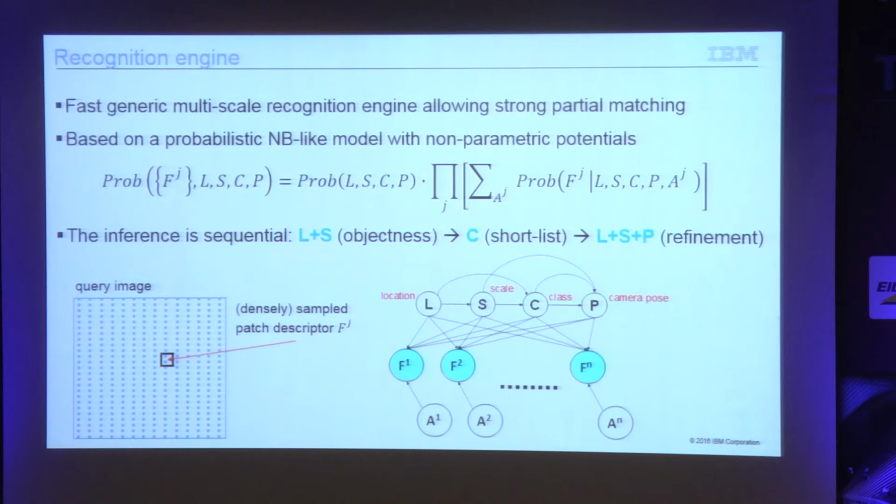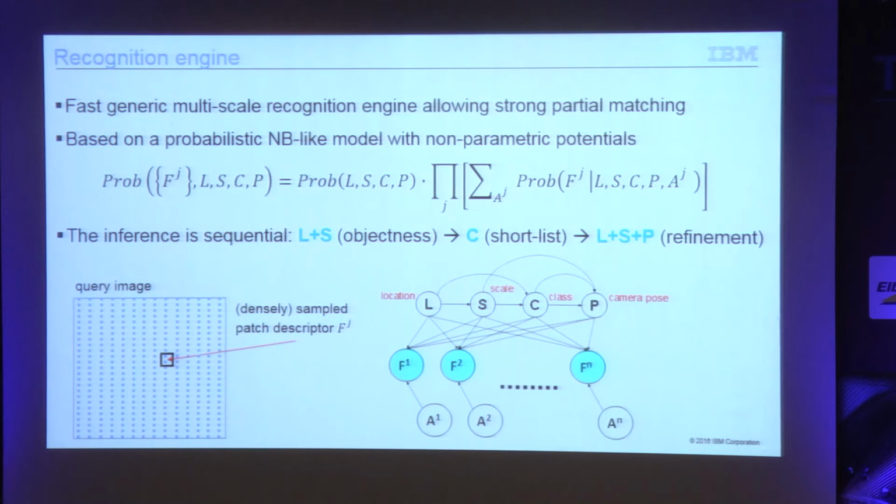So all the steps up to the deep fine-grained refinement step that uses the deep network are based on inference inside this naive Bayes-like non-parametric probabilistic model. You see this model represented schematically as a graphical model here on the bottom right. So the observed variables in this model are the sampled descriptors, and the unobserved variables are all the stuff that we want to infer, namely the location of the object, its scale, its class, and its relative camera pose for the industrial recognition application.